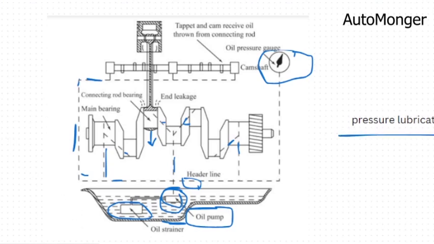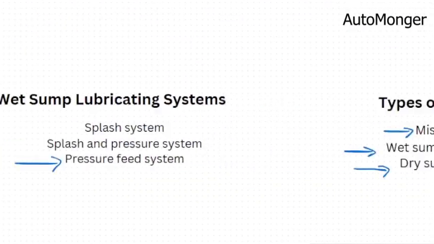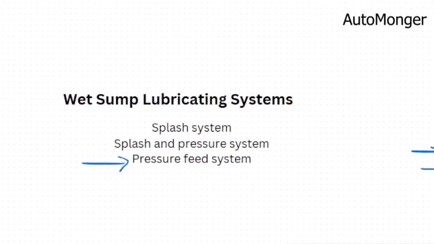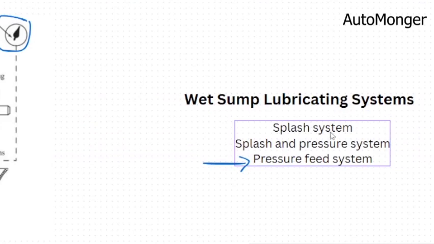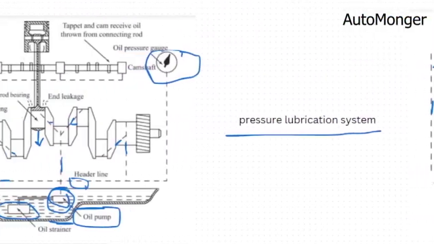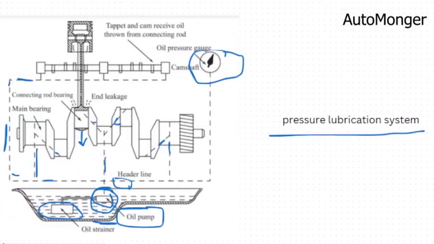So in case you don't know, this is it. Like I said before, a recap: we have different kinds of lubrication system. We have the mist lubrication system, the wet sump lubrication system, and the dry sump. And I went on to explain the wet sump. I said we have three: the splash system, the splash and pressure system, which is a combination, and then the pressure feed system. And these are the diagrams I've used to explain them. If you don't understand them, you can please just replay this and listen to it again.